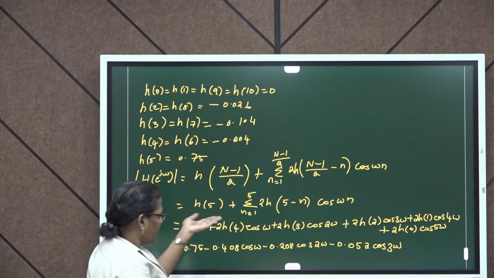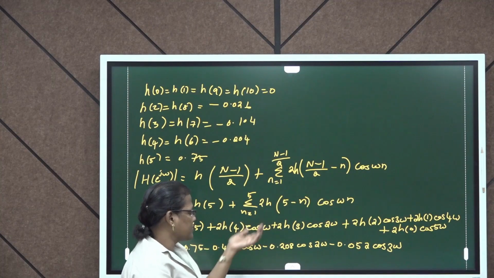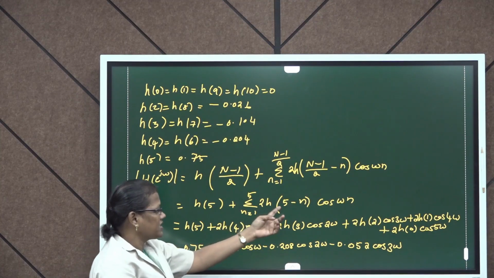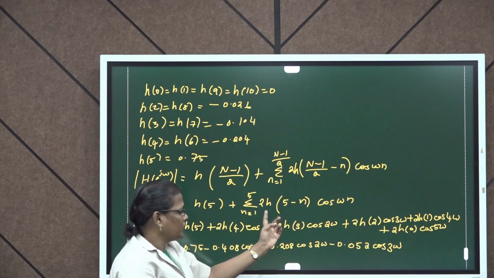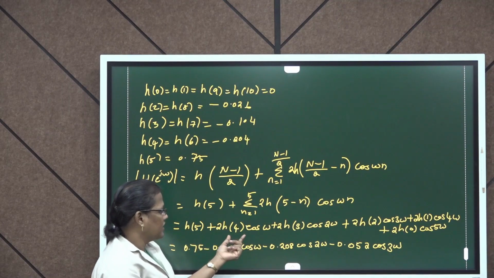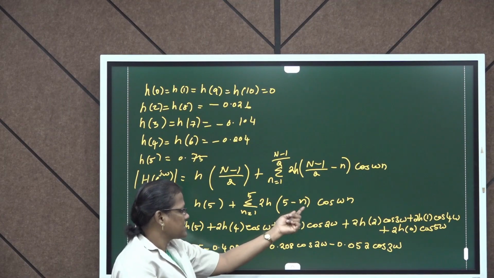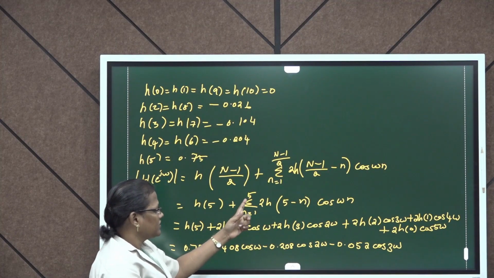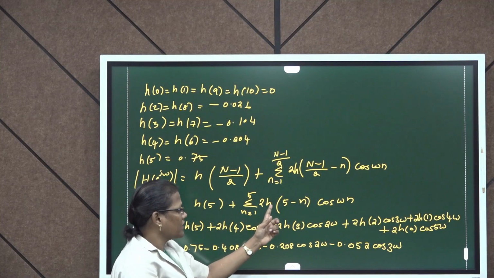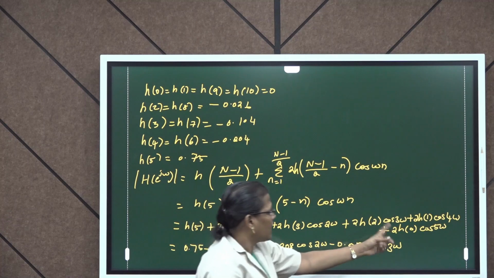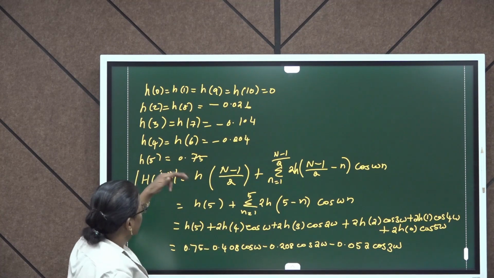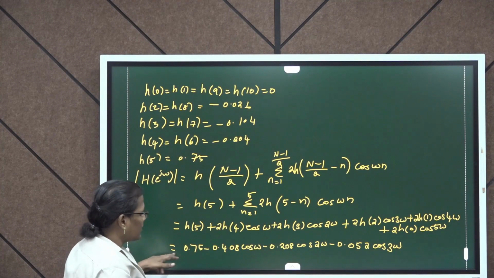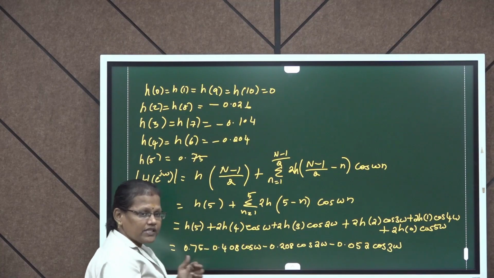After that, expand this equation by substituting different values of n. You will get the equation like this. N equal to 1 means 5 minus 1, 4. So 2 h of 4 cos omega. When n is equal to 2, 5 minus 2, 3, so h of 3 cos 2 omega. Likewise, you have to substitute up to n is equal to 5. That means 2 times h of 5 minus 5, it is h of 0 cos 5 omega. Here we have the different impulse response values. You substitute all the values over here, and we get this equation.